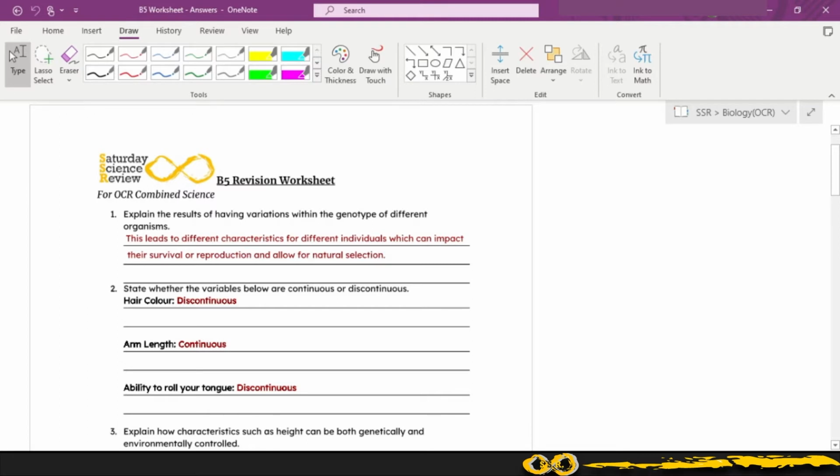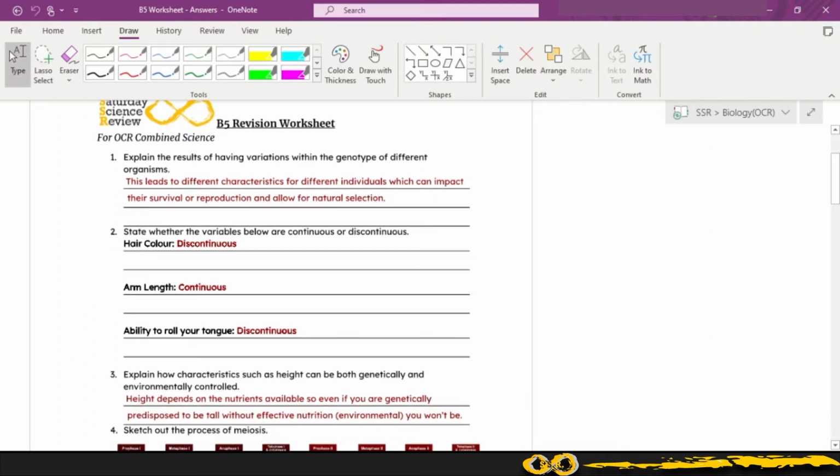When you're looking at question number 3, remember that with explain questions you need to explain, so you need to have a why or a because or a therefore in your answer. So height is depending on the nutrients available, and so even if you are genetically predisposed to be tall, without the effective nutrition, which is an environmental factor, you won't reach your maximum height.